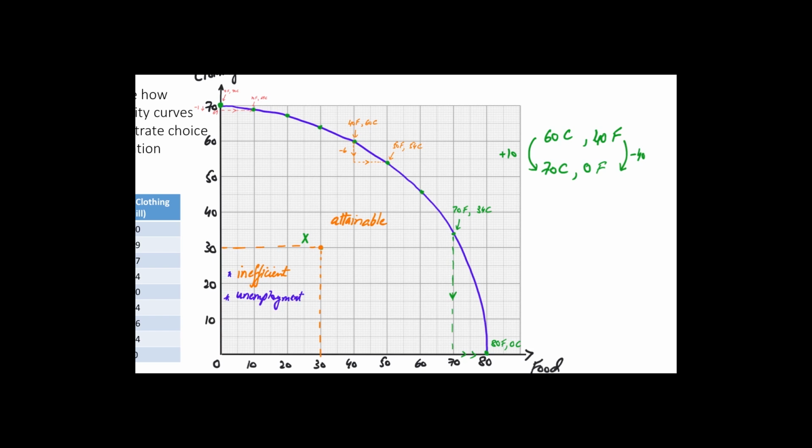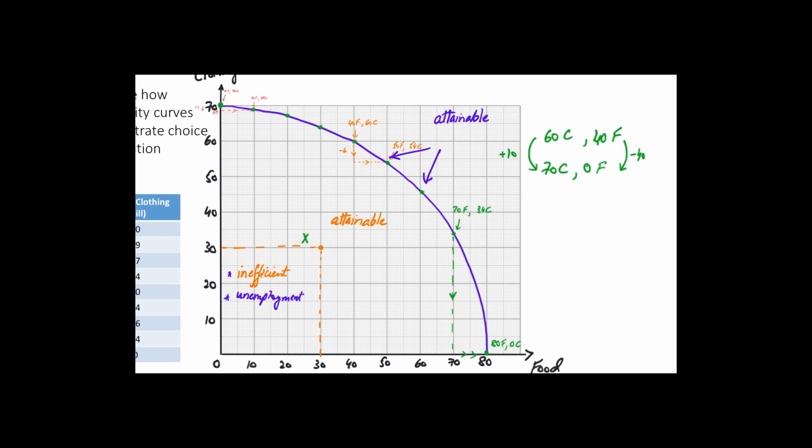A point inside the curve is attainable, but it is inefficient and there is resource unemployment. A point on the PPC curve is attainable.